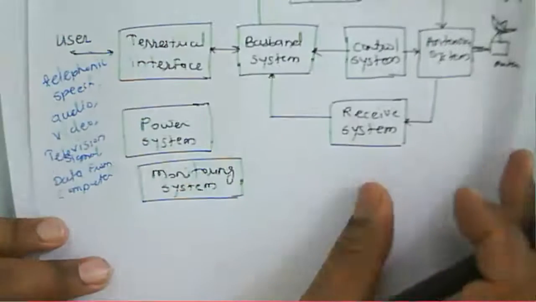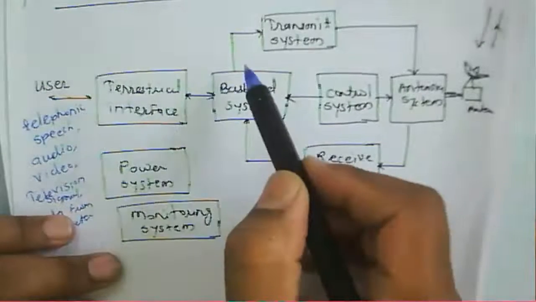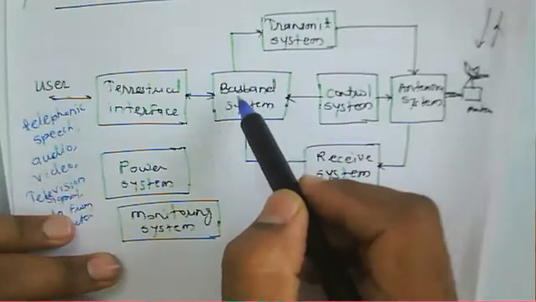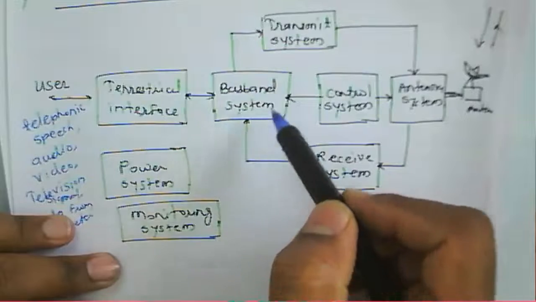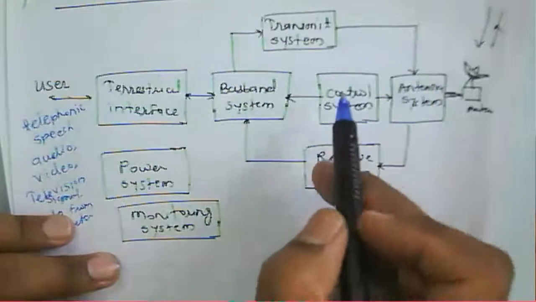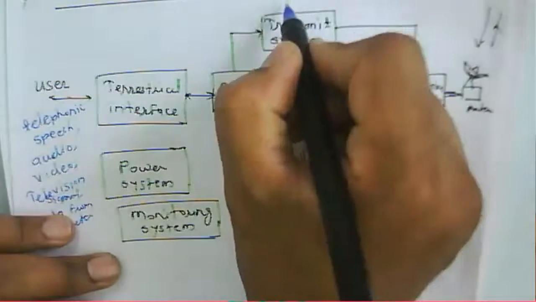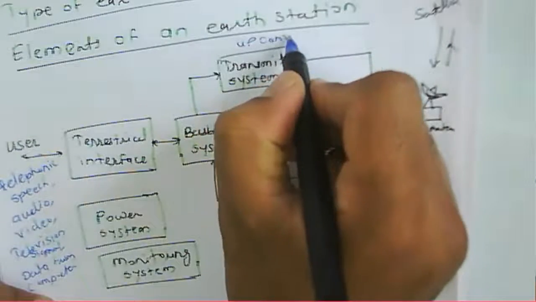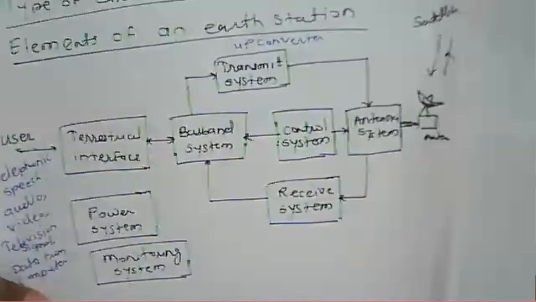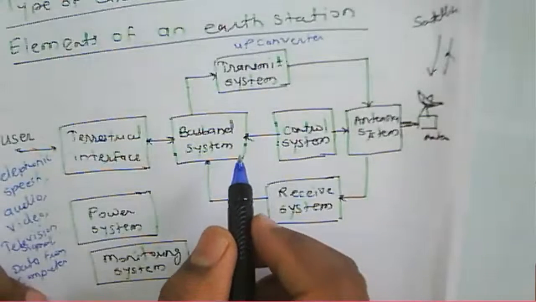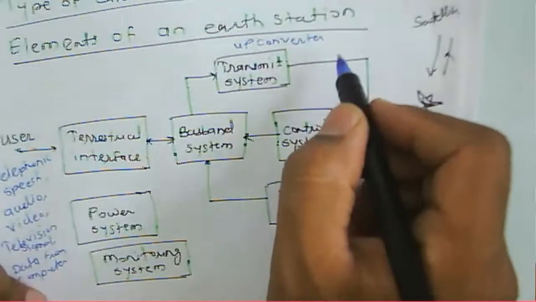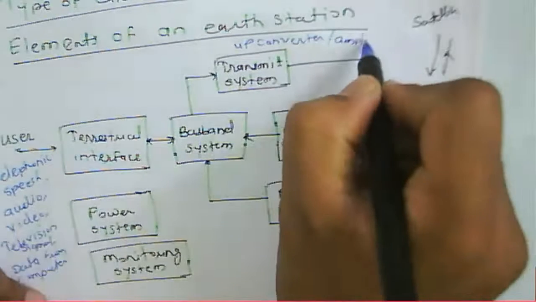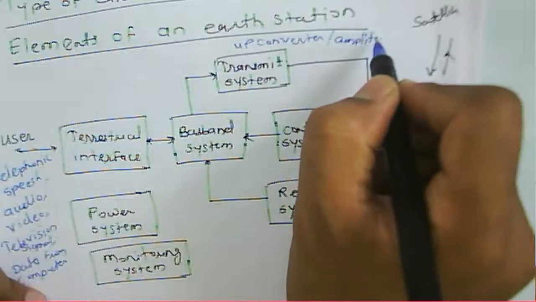And then that IF signal, or intermediate frequency signal, in that particular baseband system will be transmitted. So that's why we need an up converter here. When we transmit the signal, we require the up converter, and then it is amplified, and after that, it will be transmitted.